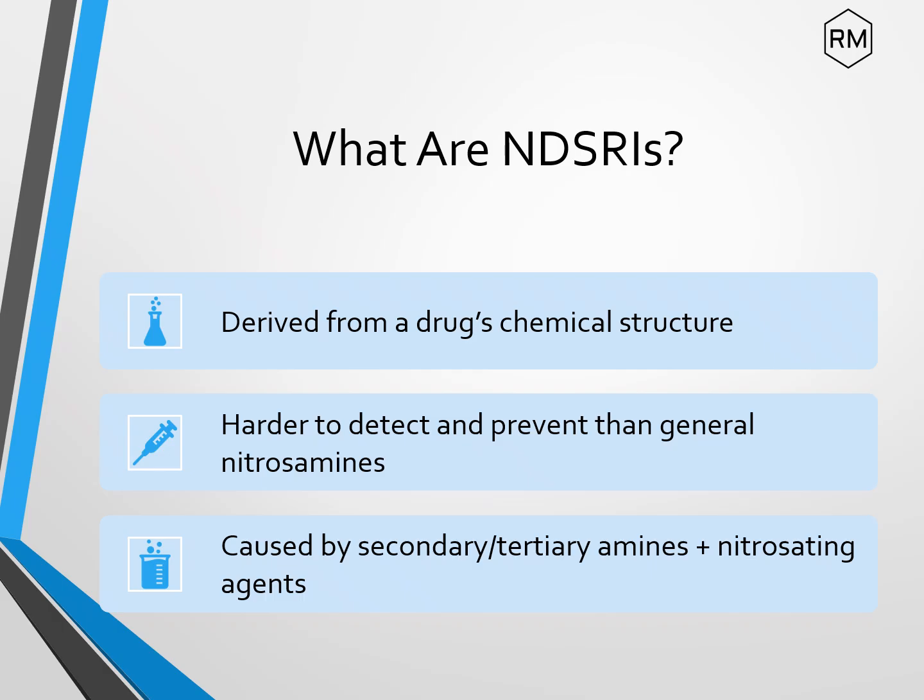So what exactly are NDSRIs? They are a special class of nitrosamines that are structurally related to the active pharmaceutical ingredient. Because of that, they are much harder to detect and prevent. Most often, they are formed when secondary or tertiary amines in a drug come into contact with nitrosating agents, such as nitrites. The challenge is that many commonly used excipients or solvents can create just the right conditions for this reaction.